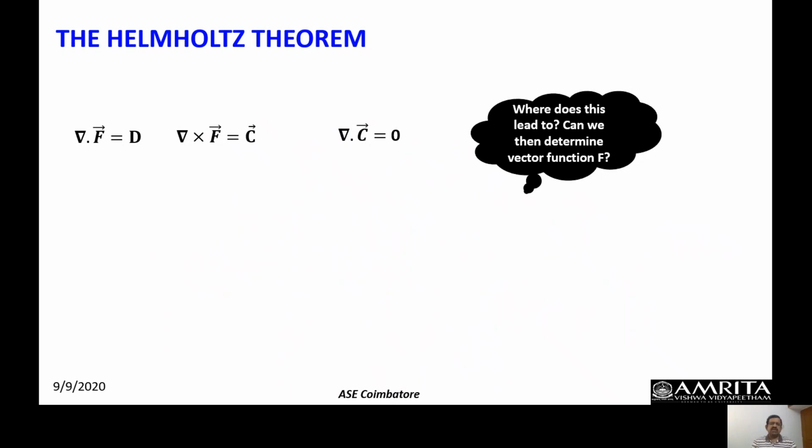So for example, if I have a vector function like F equal to yz ax hat plus xz ay hat plus xy az hat. Okay, we'll come to that last problem. We will see that both the divergence and the curl of such a vector function is 0. So can I then find F uniquely? Okay, so no, I cannot.